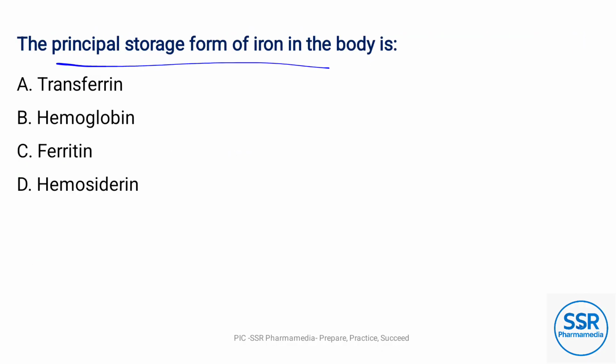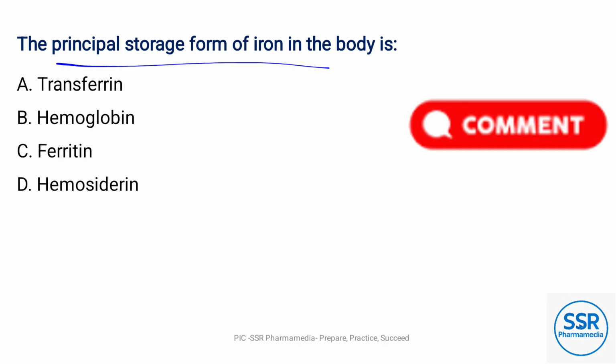The principal storage form of iron in the body is, so answer in the comment box.